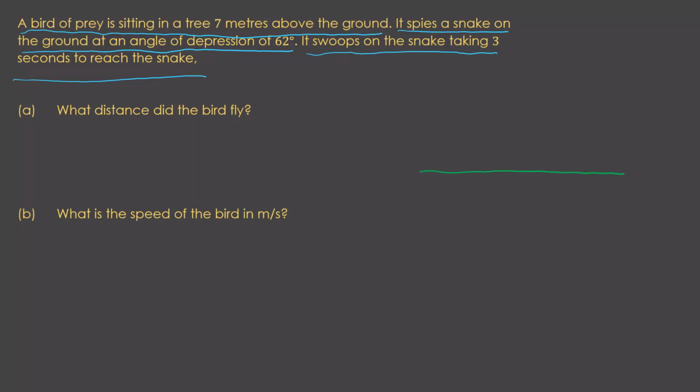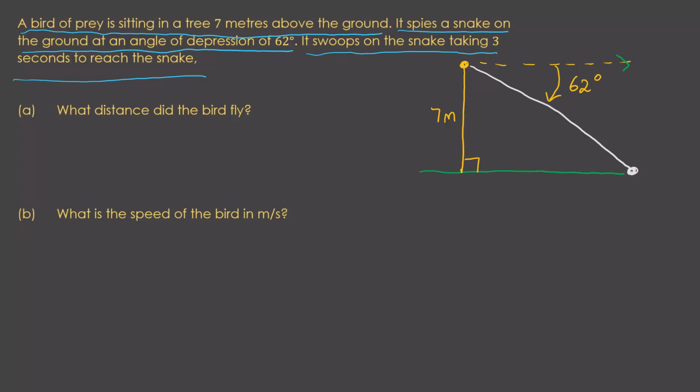So if this is the ground and this is the tree, and let's say the bird is here, the horizontal, of course, is in this direction, and the bird looks down to see the snake, say here. This, of course, is a right angle. We know that this is 7 meters, and the angle of depression is 62 degrees.